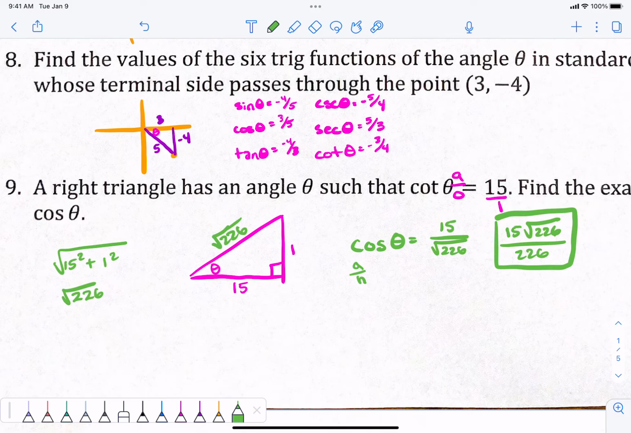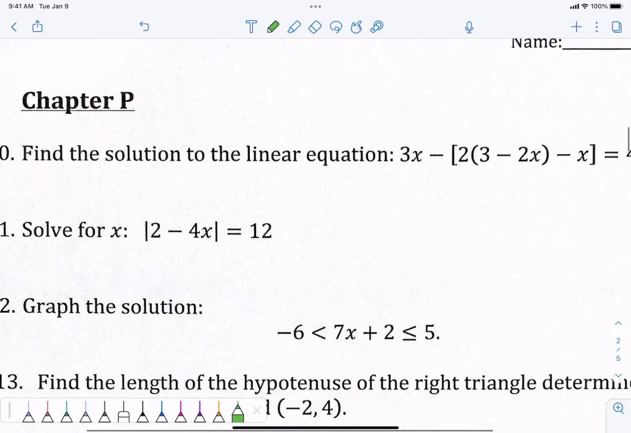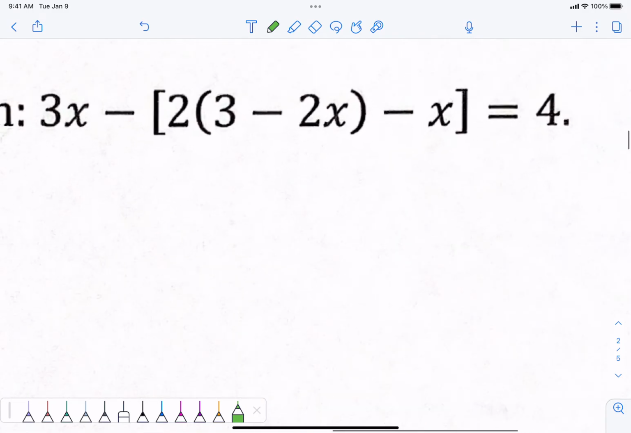All right, ready? Are we okay? Okay, good. All right, find the solution for this. Okay, this is just testing your order of operations, if you know what to do first. What shall we do first? Let's do the 2 first. So that guy and that guy.